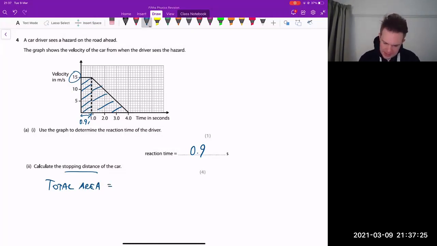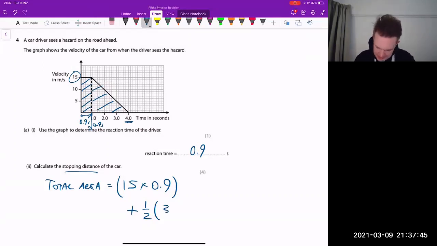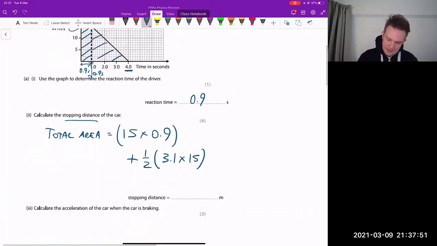We're going to have the rectangle on the left, which is going to have a height of 15 meters per second times by 0.9, and then I'm going to add to that half, because it's a triangle. The base goes from 4 back to 0.9 here. So it's going to be 3.1 seconds at the base, and then the height is 15 again. If I type that into my calculator, you see I'm doing this live. No shortcuts taken here.